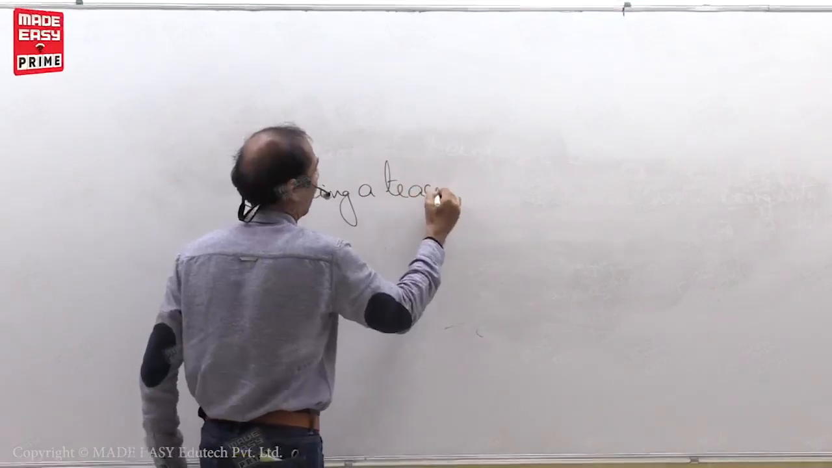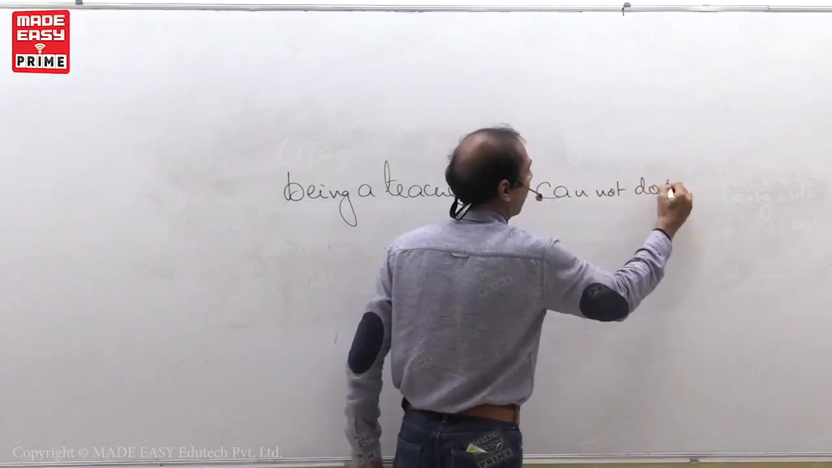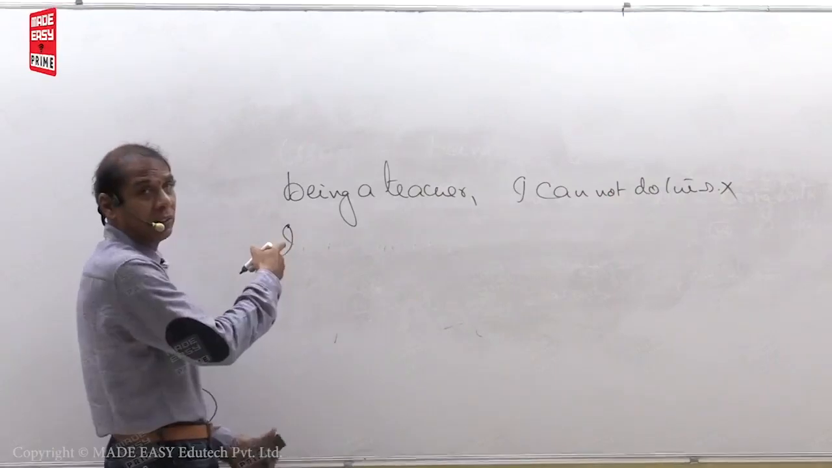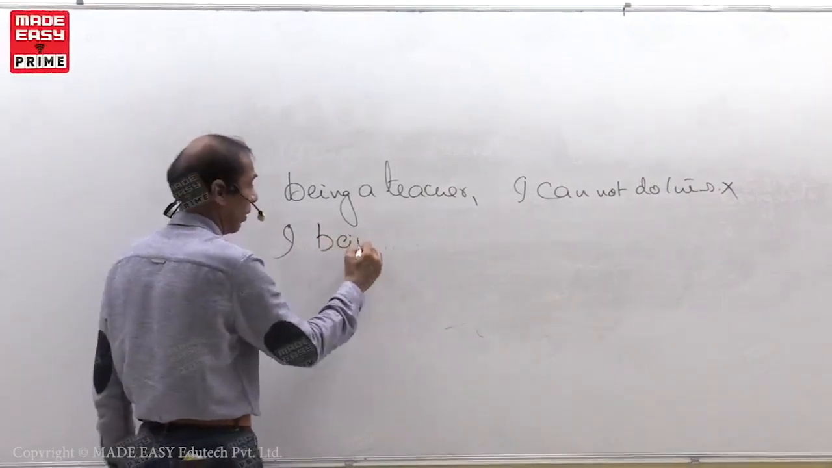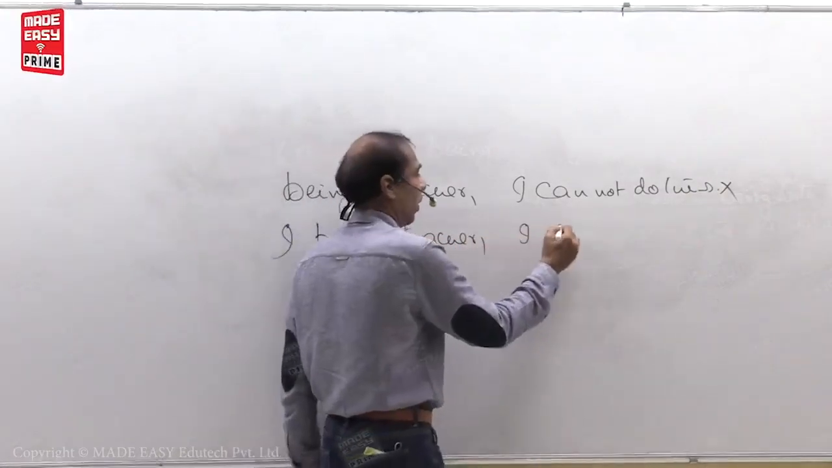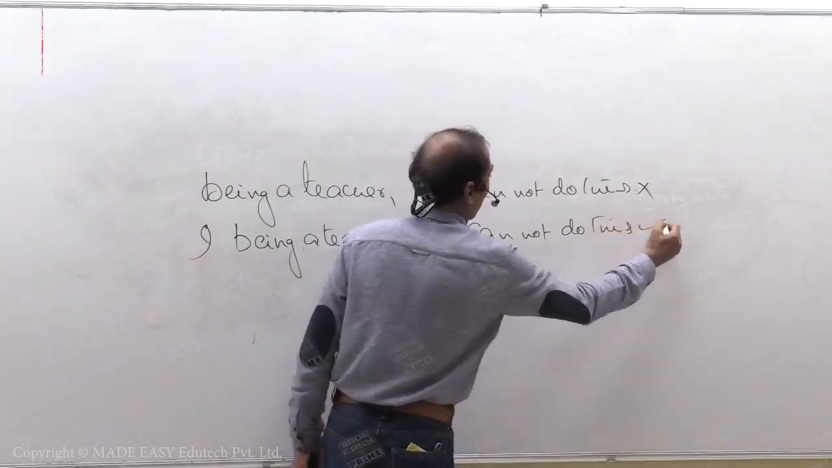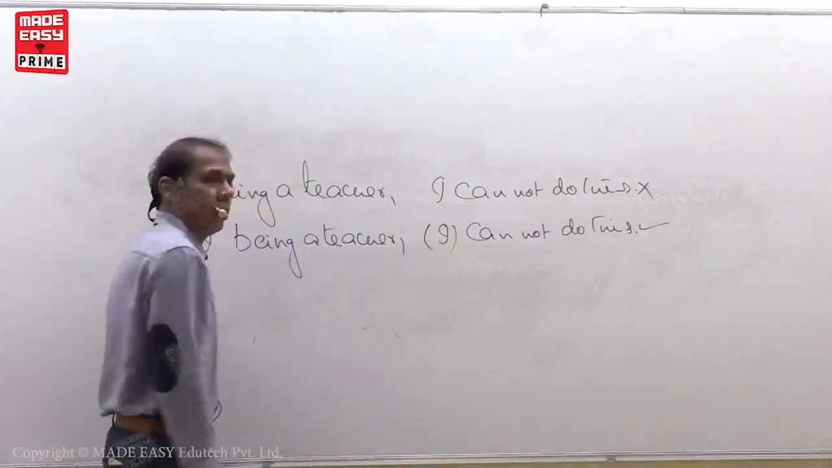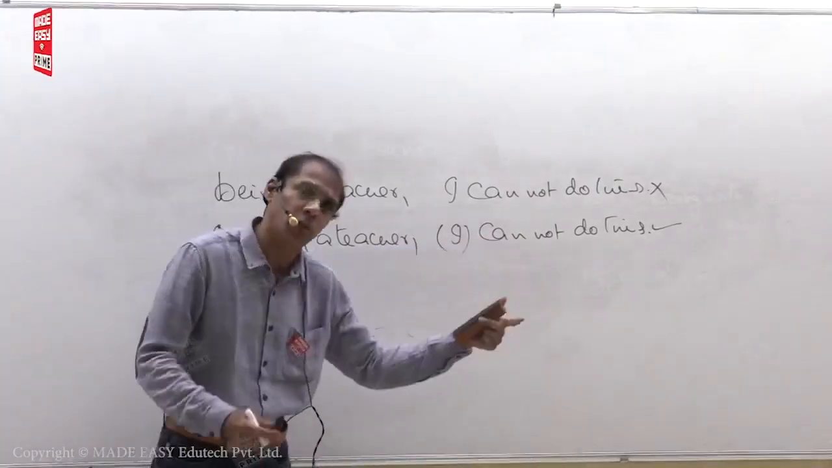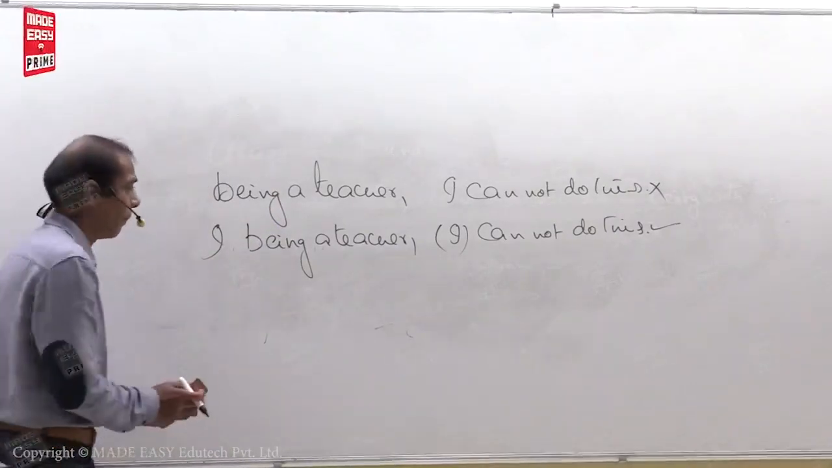Being a teacher, I cannot do this. Wrong. I should not begin the sentence with being. I being a teacher, I cannot do this. Here you can use I or not. No problem. See, I being a teacher cannot do this is correct. I being a teacher, I cannot do this. Both are correct. But don't begin the sentence with being. You should write some subject. Right? One more.